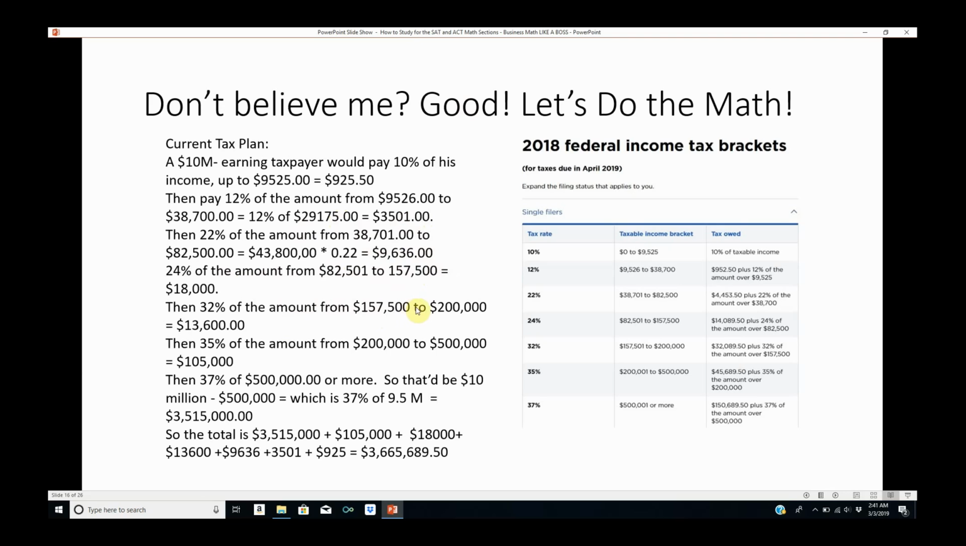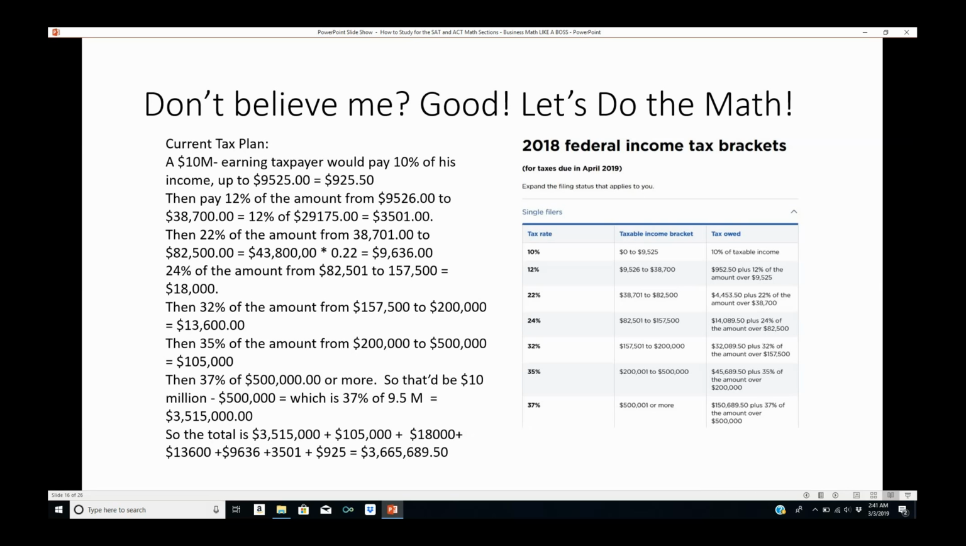Then 32% of the amount from $157,500 to $200,000, which is $13,600. Then from $200,000 to $500,000, you pay 35%, which is $105,000. And then 37% of everything that's $500,000 or more. So that would be 37% of $9.5 million, which is $3,515,000. So if you add all these numbers up, $3,515,000 plus $105,000 plus $18,000 plus $13,600 plus $9,636 plus $3,501 plus $952, you end up with $3,665,689.50 in taxes.